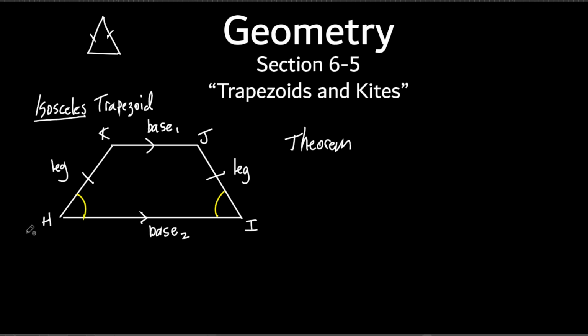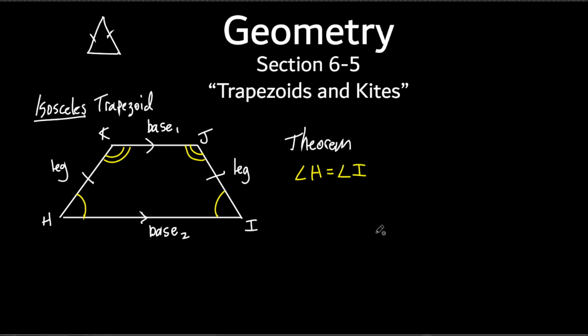So H and I are base angles. K and J are also base angles. It doesn't mean that K is equal to H, though, because it's the ones that connect the leg to the base that are equal to each other. All right, everybody with me? So angle H is equal to what in this situation? Angle I. That's right. So let's write that down. Angle H is equal to angle I.